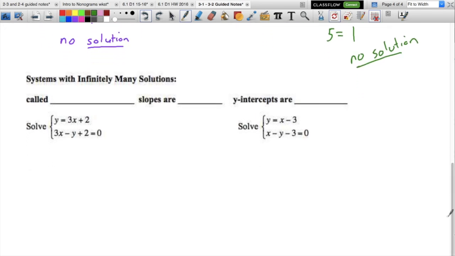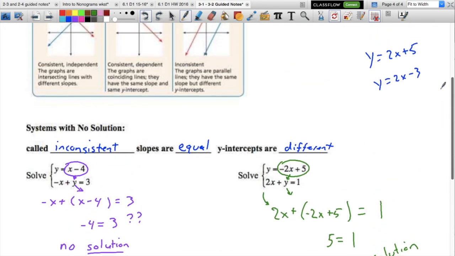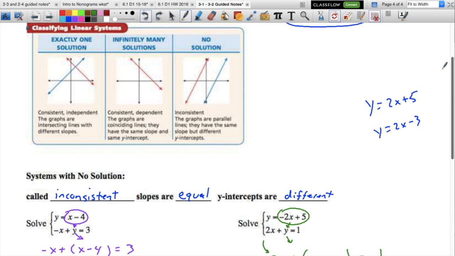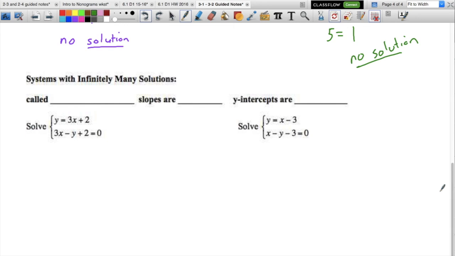System with infinitely many solutions. Okay. Infinitely many solutions. This is consistent. It's dependent. And the slopes are equal. And the y-intercepts are equal. So in this situation, if I were to use substitution again, I know that y equals 3x plus 2. I can put it in for this y. And so I get this new equation.